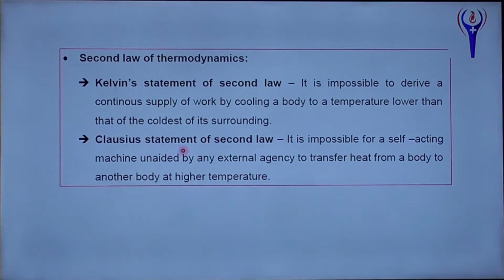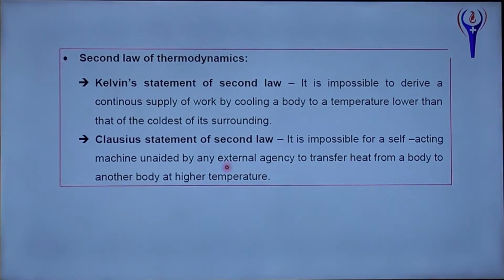Next, the Clausius statement. It is impossible for a self-acting machine, unaided by any external agency, to transfer heat from a body to another body at higher temperature. In a refrigerator, the inside temperature will be lower and the room temperature outside will be higher. Heat energy is continuously supplied from inside the refrigerator to outside, because some external work is done. Without any external work, that's not possible.